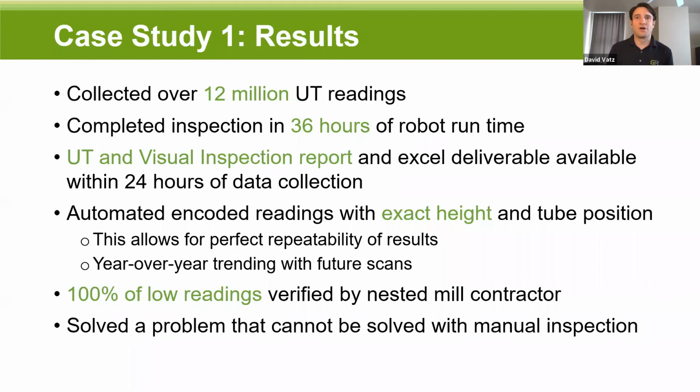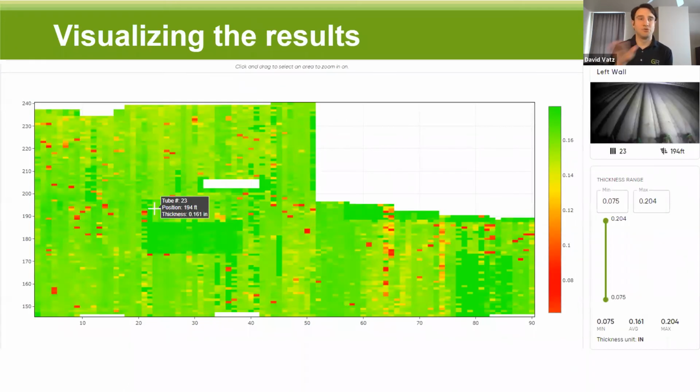All right. So we'll talk through the results of this recovery boiler case study. We collected about 12 million UT readings in 36 hours. If you compare that to what a manual crew would do, a manual crew might be collecting maybe 50 to 100,000 readings in the same period of time that we collected 12 million. And we found a bunch of low areas with this potential under deposit corrosion, and 100% of those were also manually hand verified by the mill's nested contractor. So you proved out 100% accuracy on it.